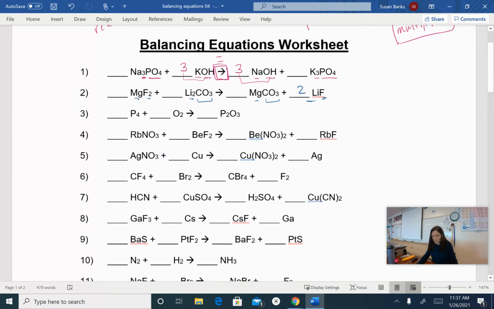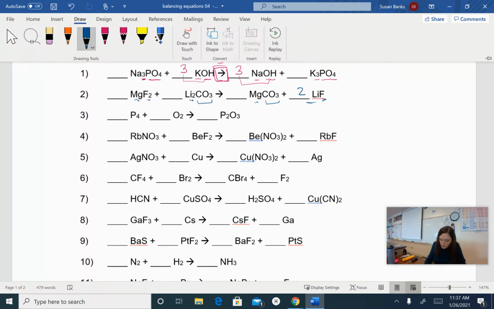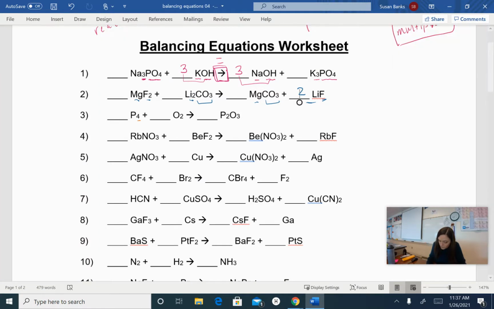Okay, you ready to check in? Okay, let's get another color. I've got 4 phosphorus, and over here I've got 2 phosphorus. So 2 times what gives me 4? 2, yep. 2 times 2 gives me 4, so my phosphoruses are good.